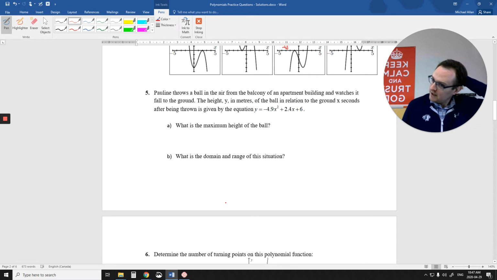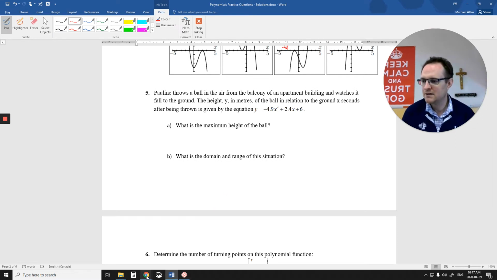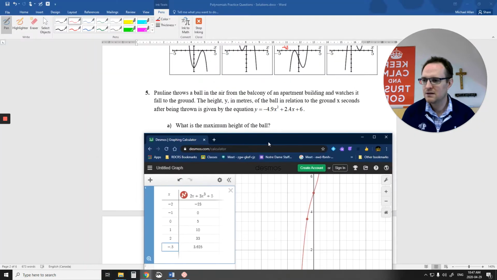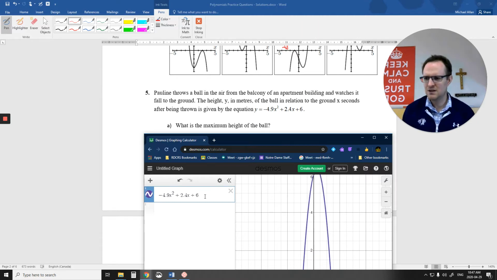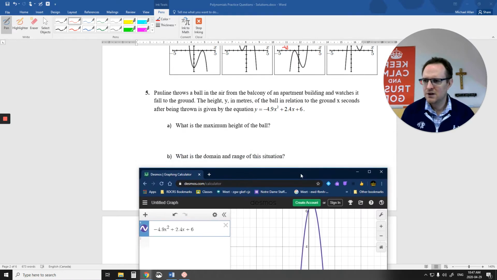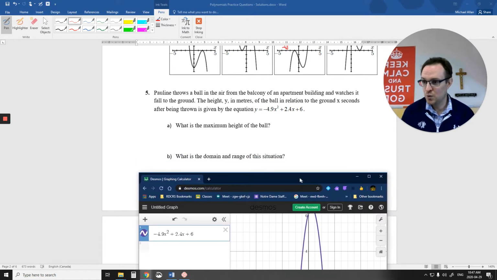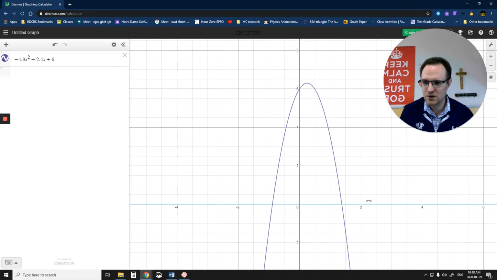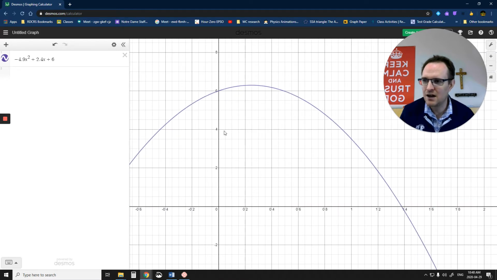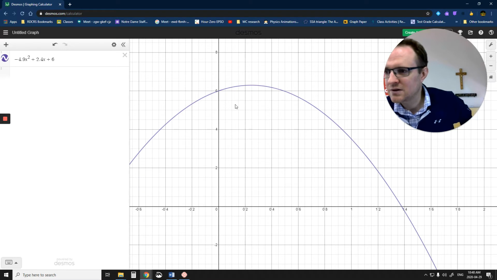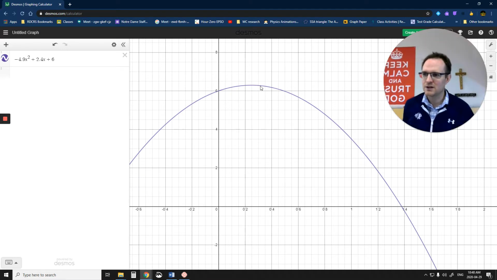Here, Pauline throws a ball in the air. What's the maximum height of the ball? So I'm just going to pull up my graphing calculator and type in this equation. You notice I kind of just skimmed by what was actually in the question because some of it's useless. So what are we looking for? Maximum height, and what's the domain and range of this question? Because this question is a real world question, my domain and range is not just going to be x in the reals and everything below a certain point, because this one's quadratic, so there's a maximum point here.